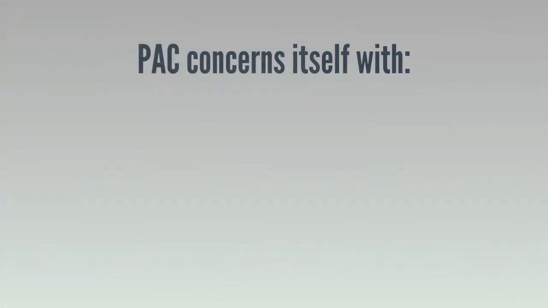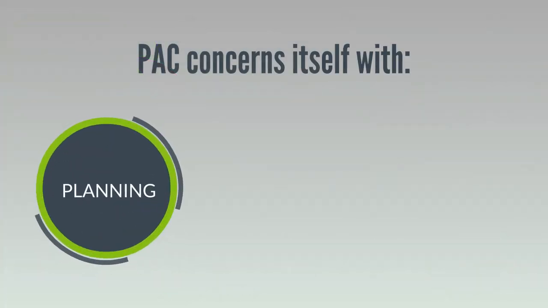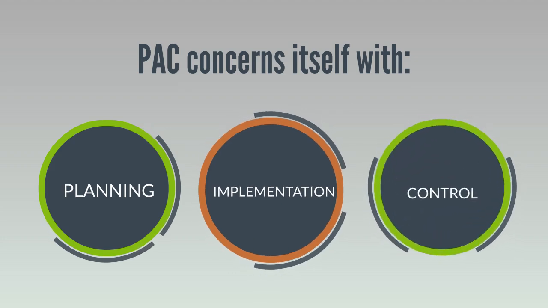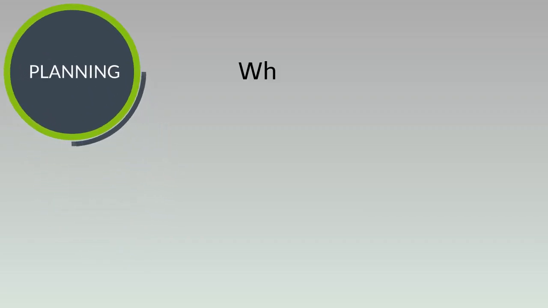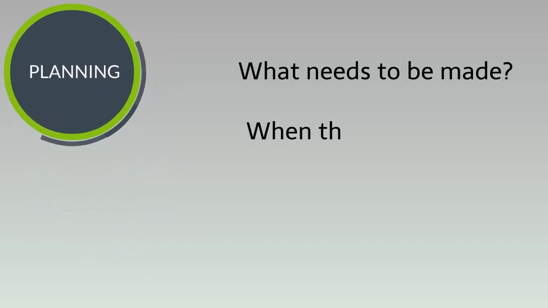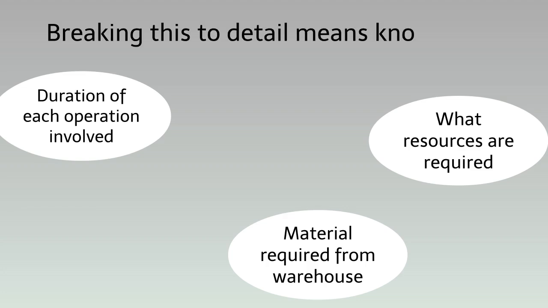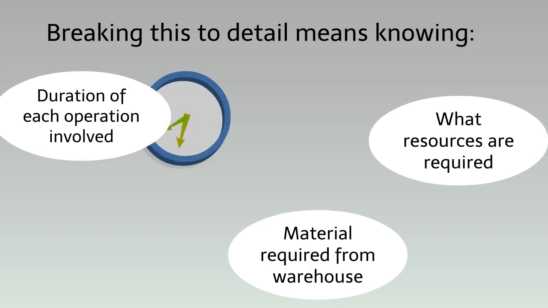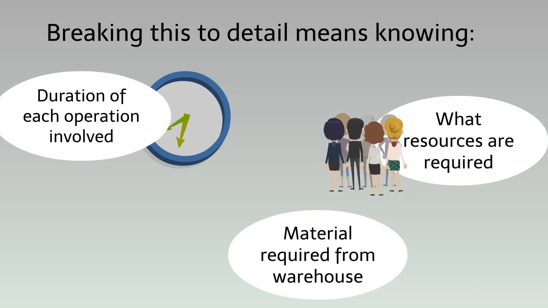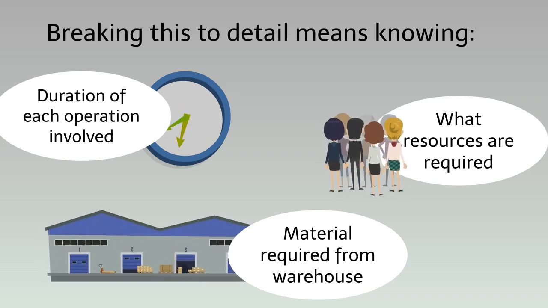In essence, PAC concerns itself with three activities: planning, implementation, and control. PAC planning needs to know what products need to be made, when they are due, and how many are needed. Breaking this down into detail means knowing the duration of each operation involved in production, what resources are required, and what materials are needed from the warehouse.